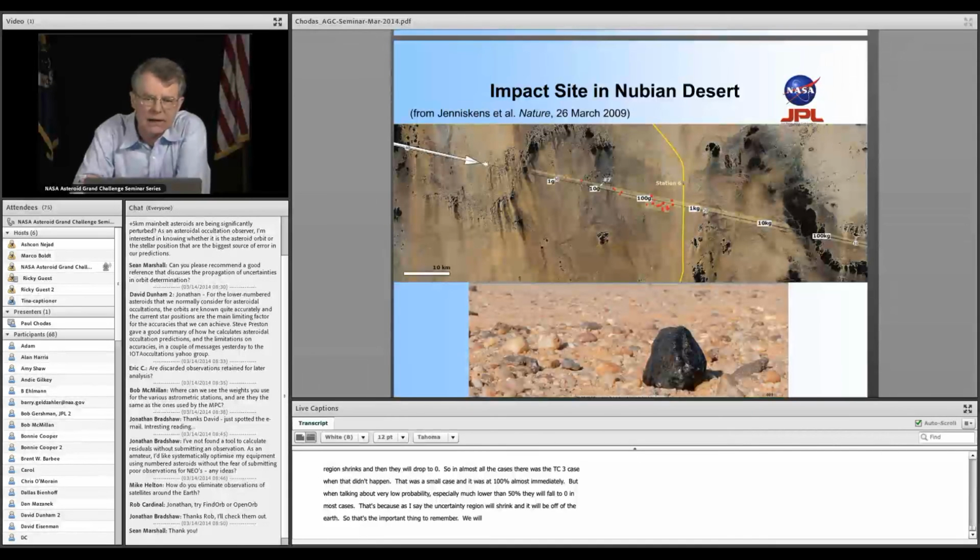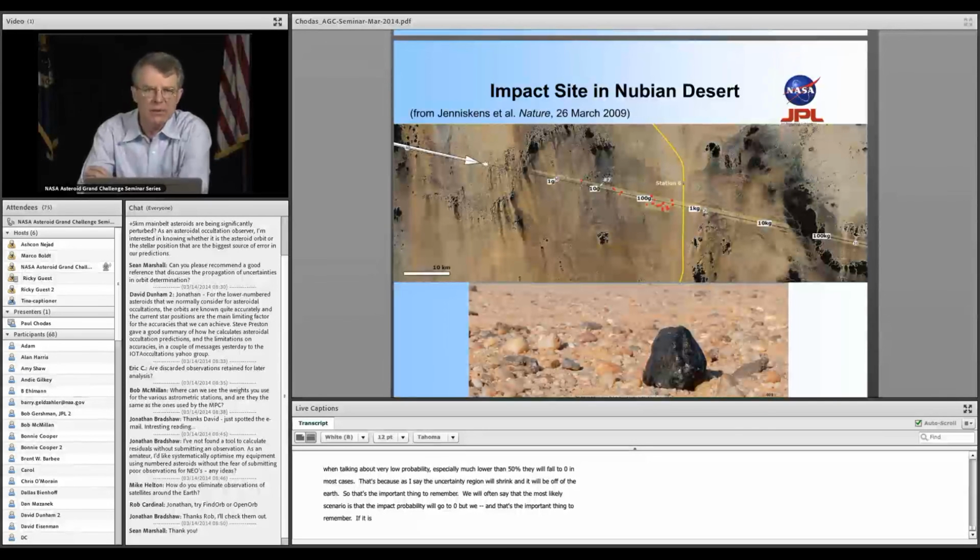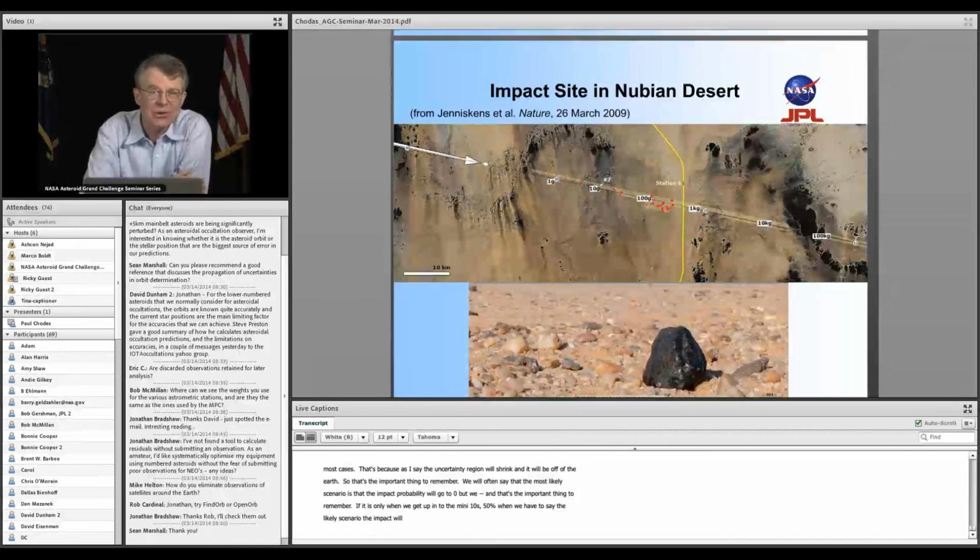We'll often say that the most likely scenario is that the impact probability will go to zero. It's only when we get up into the many tens, 50%, that we would have to say the most likely scenario is that the impact probability will go to 100%. We haven't had that, except for TC3 when it was 100% almost immediately.